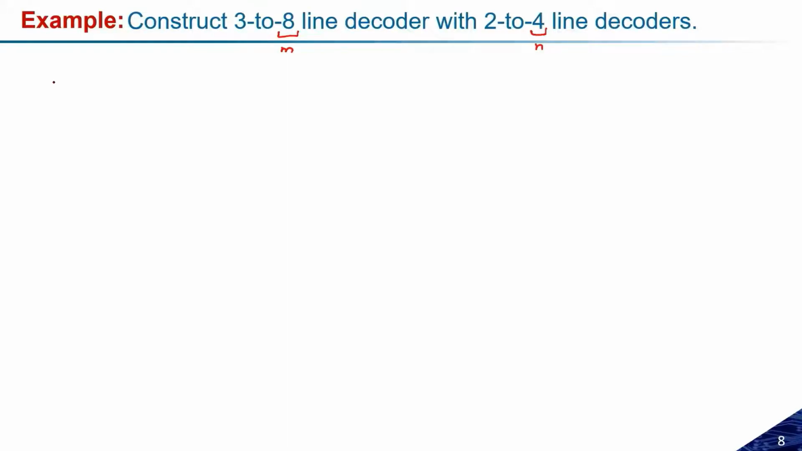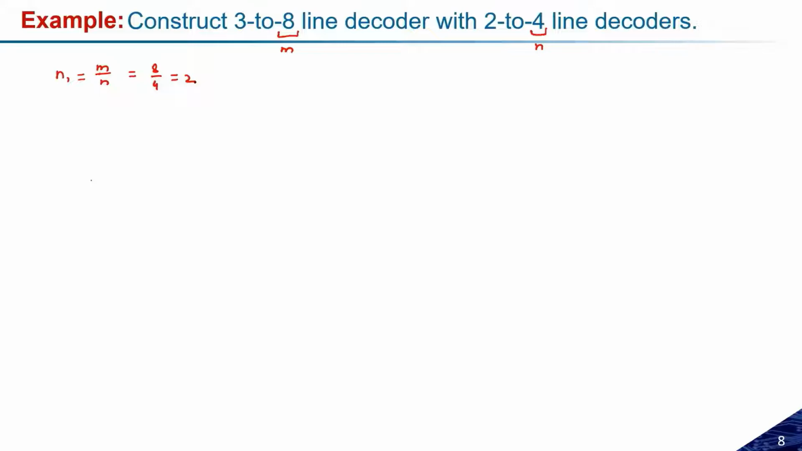Now I need to calculate n1. What will be n1? n1 is m divided by n, and here m is 8 divided by 4, which is equal to 2. So what does it mean? 2 decoders are required in the first stage.